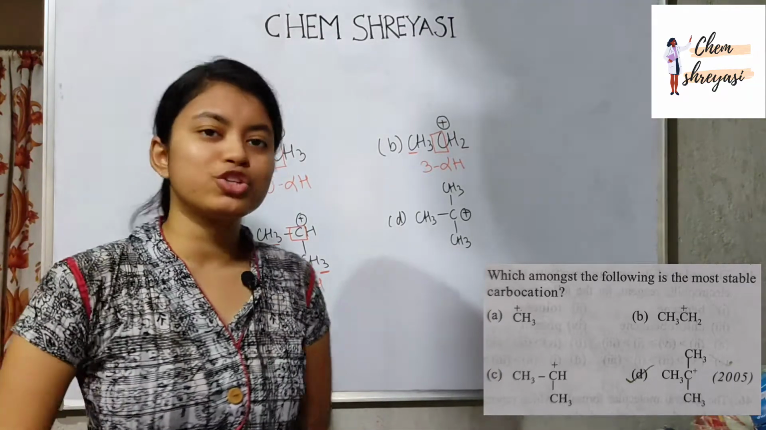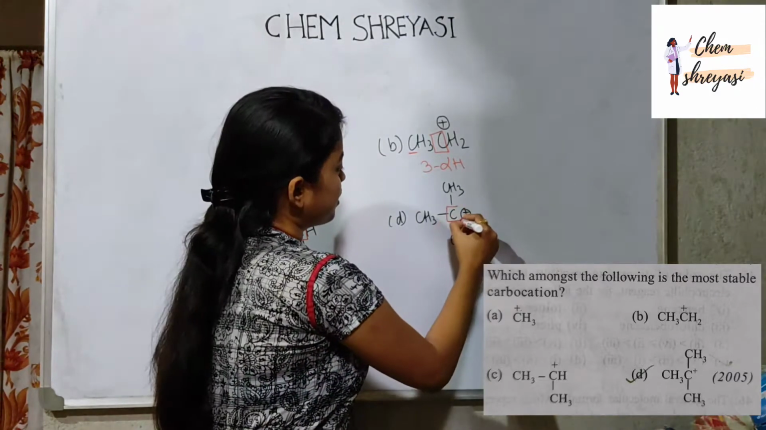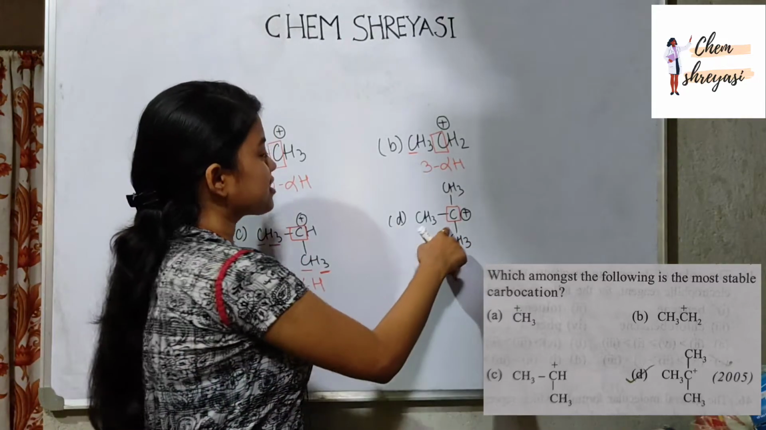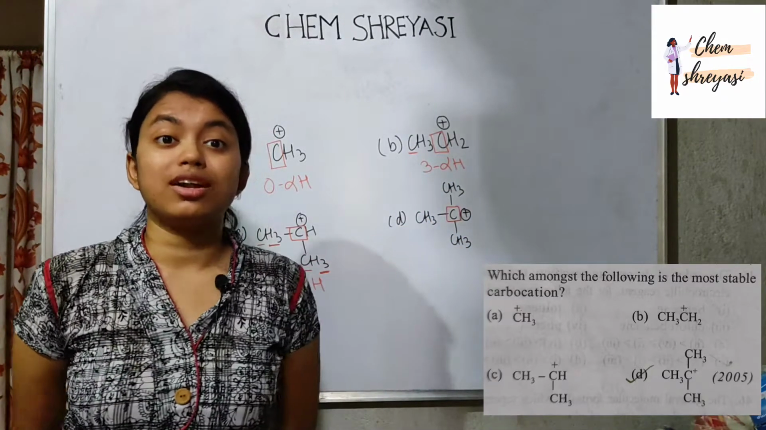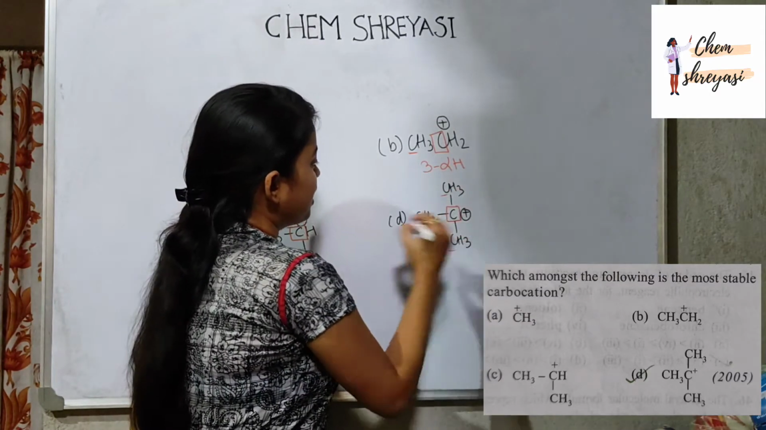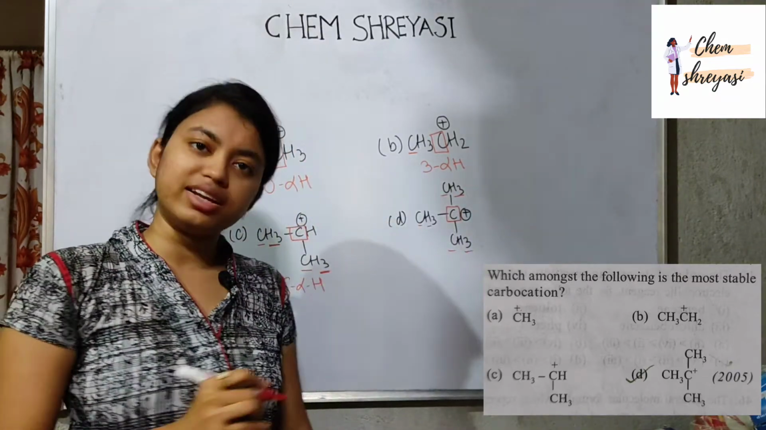And at last, moving to option D. In this case, again, this carbon contains the vacant p orbital because this contains the positive charge, and this is attached with 3 other carbons that are known as alpha carbon. And each alpha carbon contains 3, total 9 alpha hydrogen.